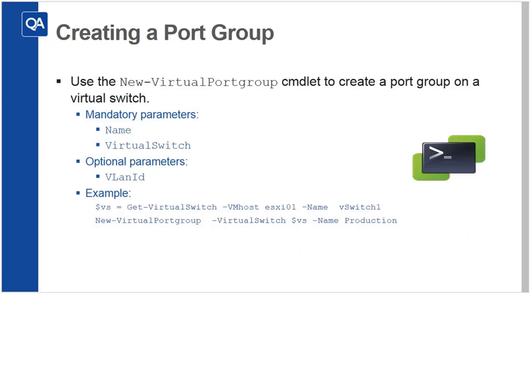So, getting switch one, because we have to say what switch the port group is to be created on. The new command down here is New-VirtualPortGroup. You have to say what it's called, you have to say what switch it's going to go on, and that's all I've put down here. There are other optional parameters that you can put on, for example, the VLAN. It's quite common these days for networks to be VLAN, obviously. Bear that in mind.